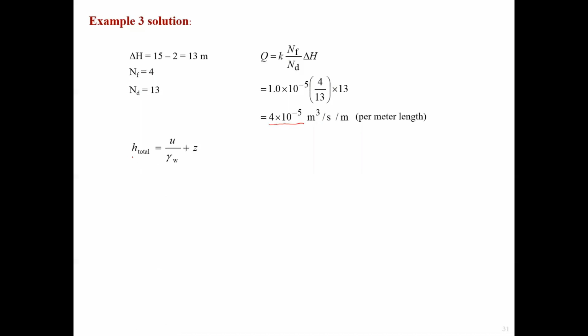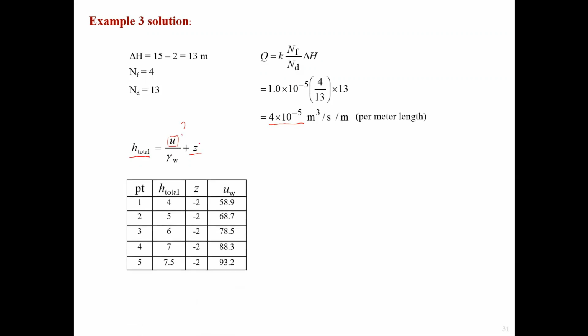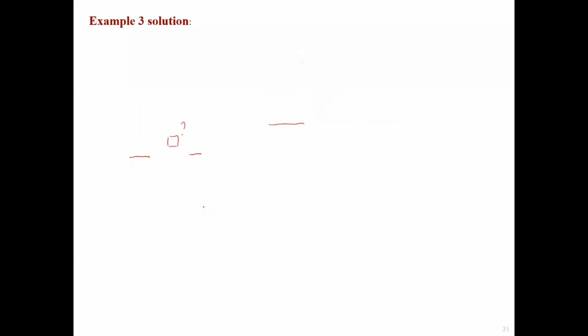And the second question: to get the pore water pressure, we need to get the total head and the elevation head. For the previous 5 points, from the equipotential lines, we know the values of these 5 points: 5, 6, 7, 7.5. And the elevation head will be -2. I will show you, maybe go back and have a look.